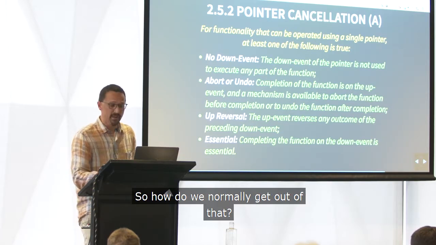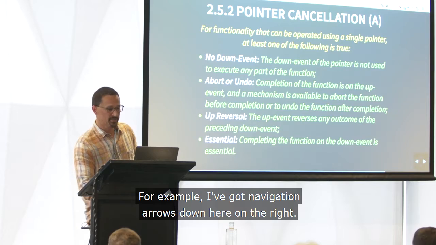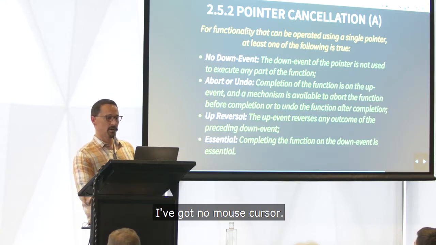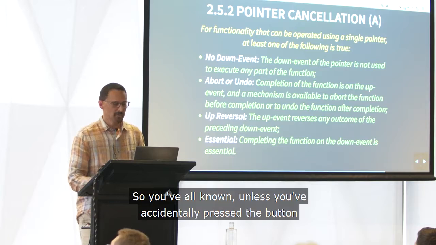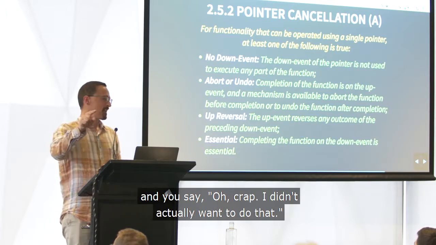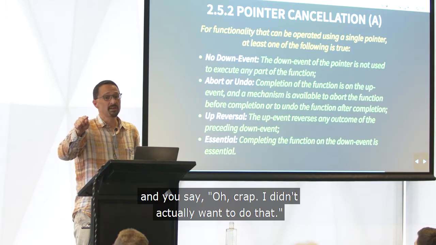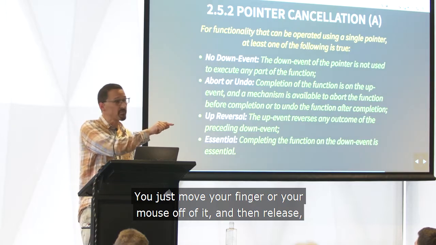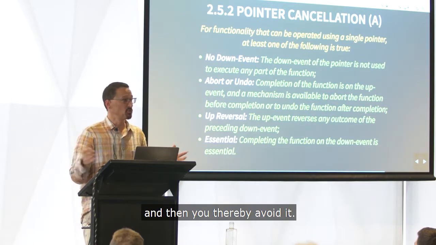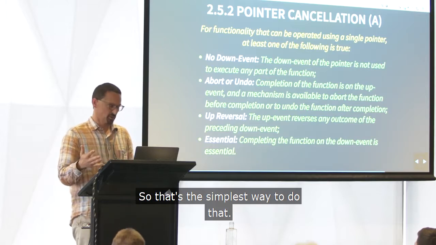So how do we normally get out of that? For example, I've got navigation arrows down here on the right. I've got no mouse cursor. So you've all known this. You've accidentally pressed a button and you say, "Oh crap, I didn't actually want to do that." You just move your finger or your mouse off of it and then release, right? And then you thereby avoid it. So that's the simplest way to do that.